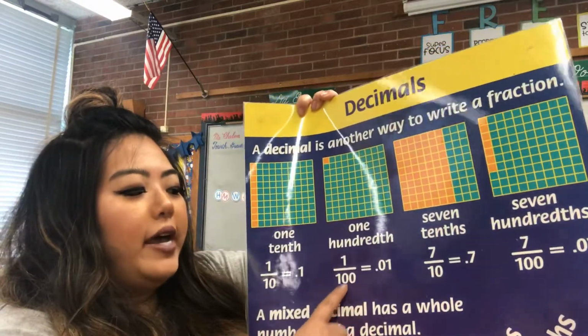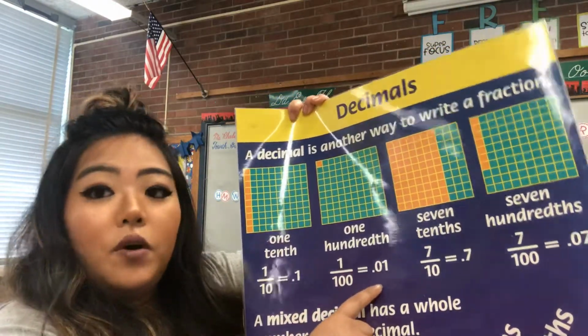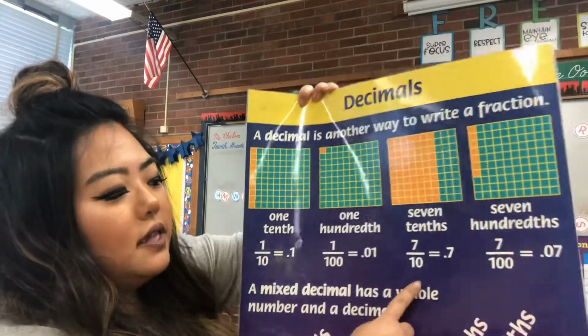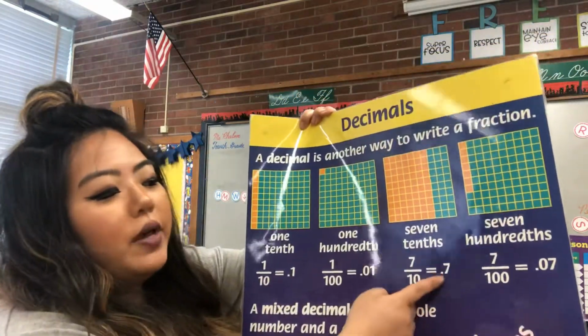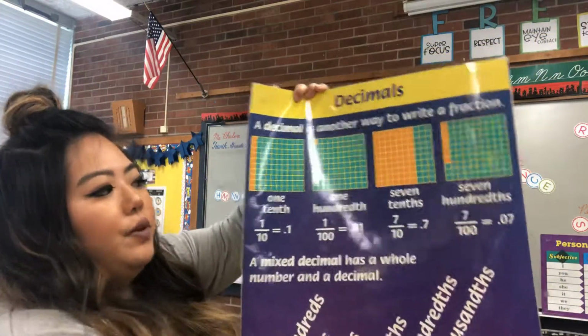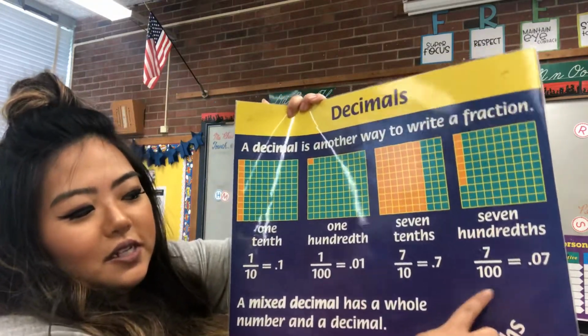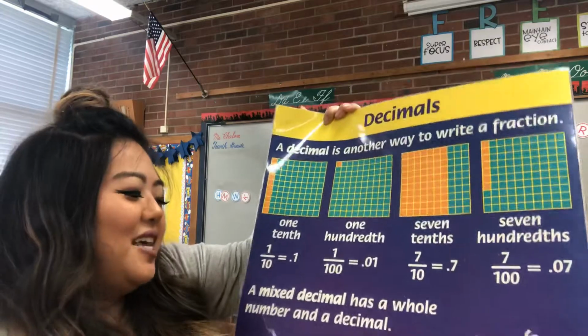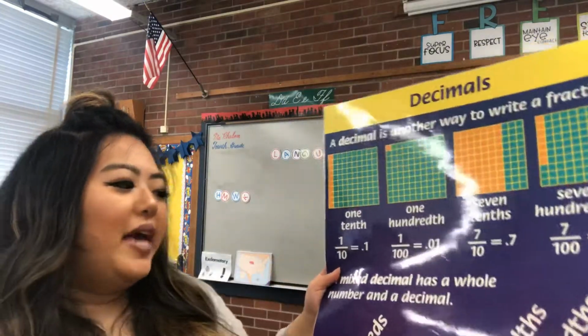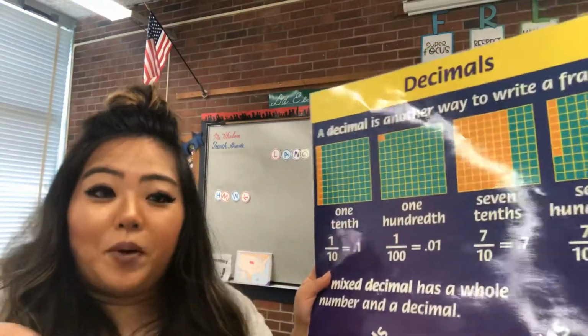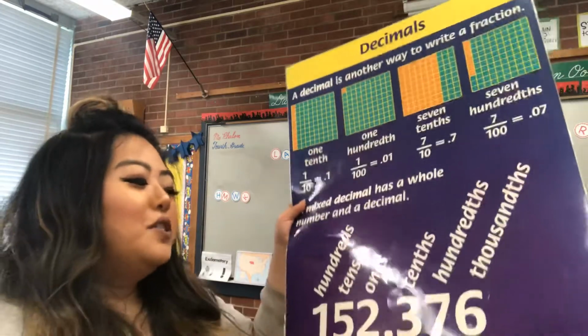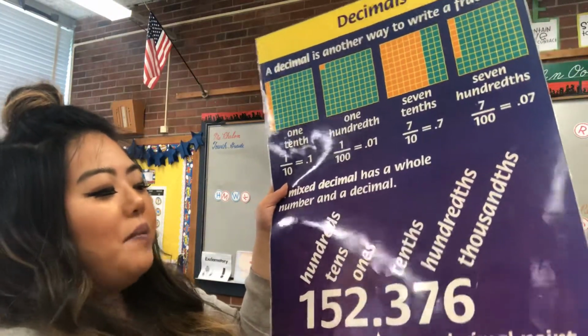1/100th, you could write as 1/100 or 0.01. 7/10 is 0.7, or we also read that as 7/10. There's three ways to write 7/1000ths. Okay, and then if you have a mixed decimal, you have a whole number and you have a fraction together. So this right here would be a mixed number.